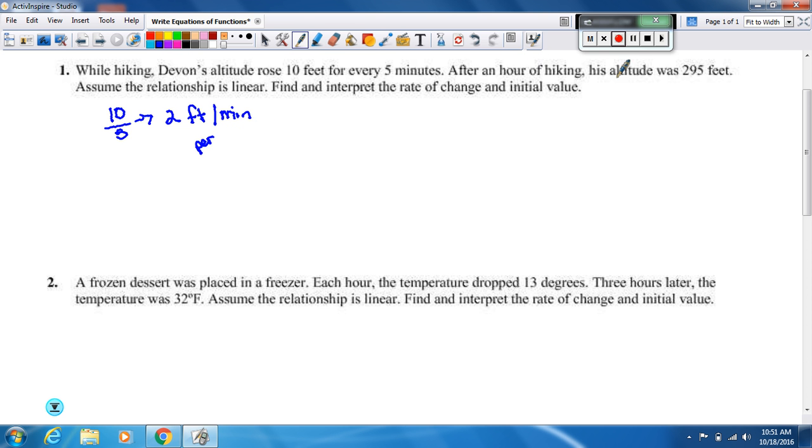Okay, after an hour of hiking, his altitude was 295 feet. Assume the relationship is linear. Find and interpret the rate of change. Okay, we just found the rate of change, and we interpreted it. He is hiking 2 feet per minute. We need to find the initial value. You're going to use the equation y equals mx plus b.